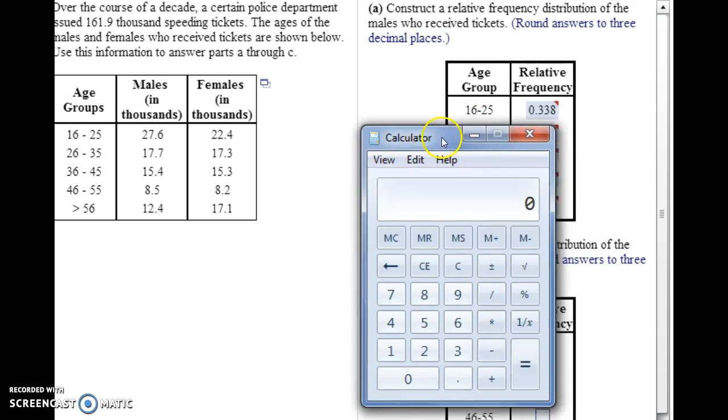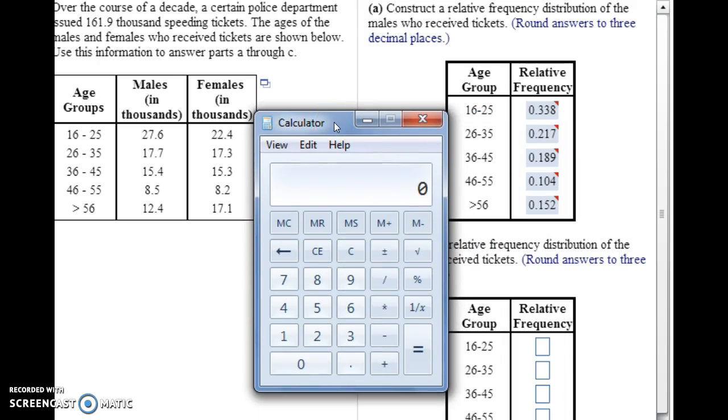So what you want to do to find the percentage that falls into each age group, which is what the relative frequency is. So for this age group, 16 to 25, there are 27.6 in that age group, and divide that by the total number of males there are, so 81.6. And you should get a decimal. It should always be a decimal between 0 and 1, because a percentage is always between 0 and 1, and we're finding the percentage of people in that age group.